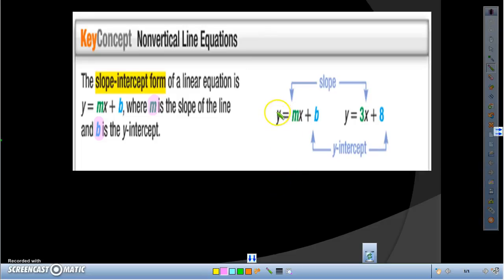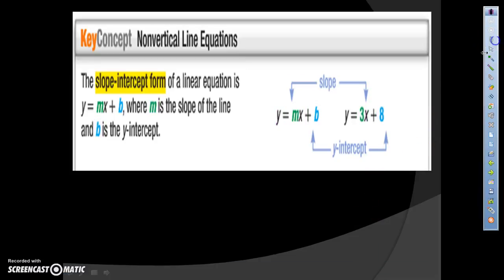The y and the x are referring to an ordered pair that falls on that line. So you have the ordered pair here and here, and then the m and the b value represent the slope and the y-intercept. So those are the two values that I'm always going to be trying to find when I'm writing equations in this form. And once I get those two values, as you can see here, all I do is just plug them directly in for m and for b.